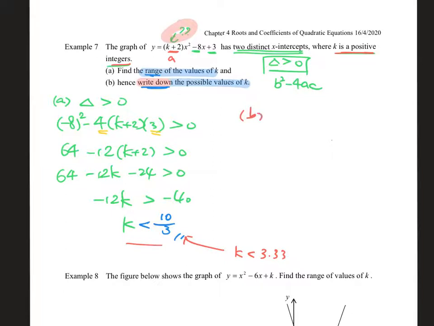So afterward, in order to have k be a positive integer, k can be, okay, write down the value. Yes, 3 is possible. 2 is also okay. 1 is also okay. But we can't pick 0, minus 1, minus 2, etc., because k must be a positive integer. So this is the meaning of write down. You just write down the values without any explanation.